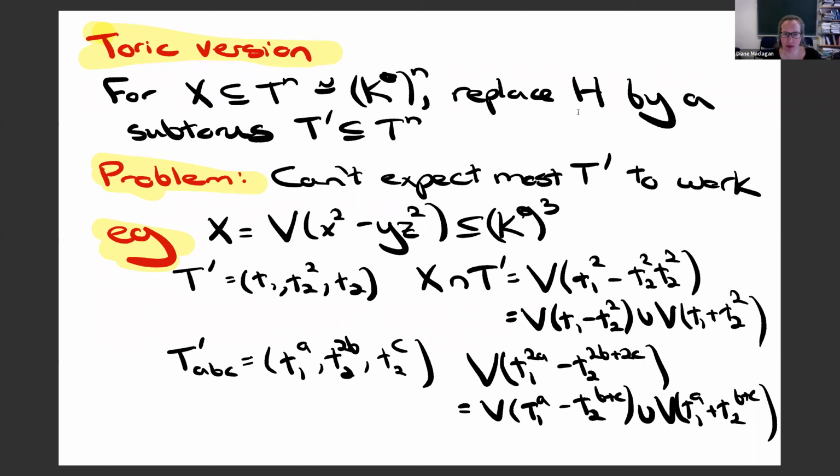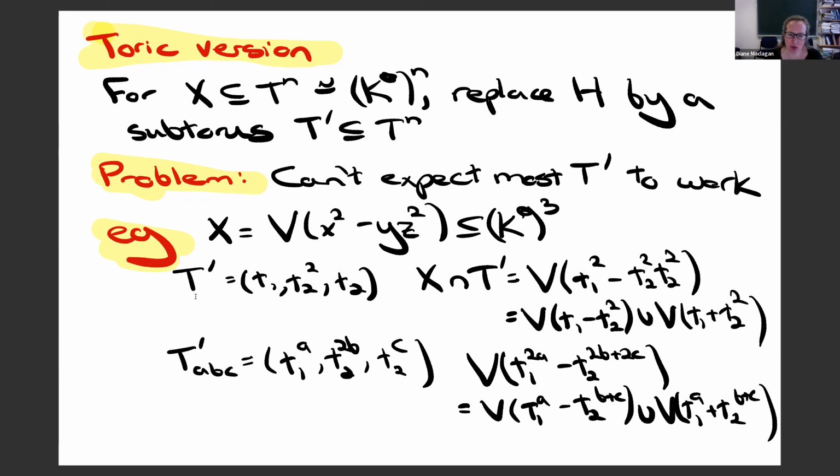There's an issue, however, that we can't expect most T prime to work, right? Classical Bertini, you're saying most hyperplanes, when you slice them, you get something irreducible. We can't assume that in the torus case. So to illustrate that, I just want to do a really concrete example. If I start with a hypersurface given by x squared minus yz squared in a three-dimensional torus, choose your favorite field, K, you will notice that this is actually secretly a subtorus itself. This is a two-dimensional subtorus.